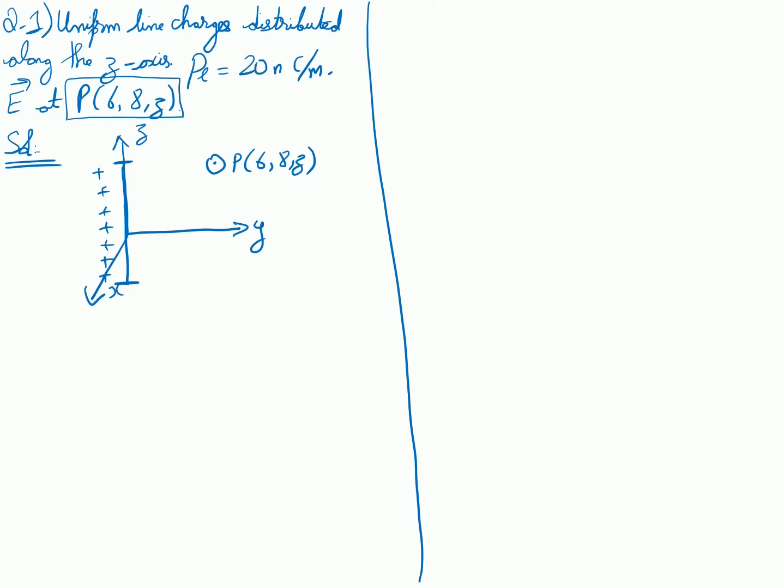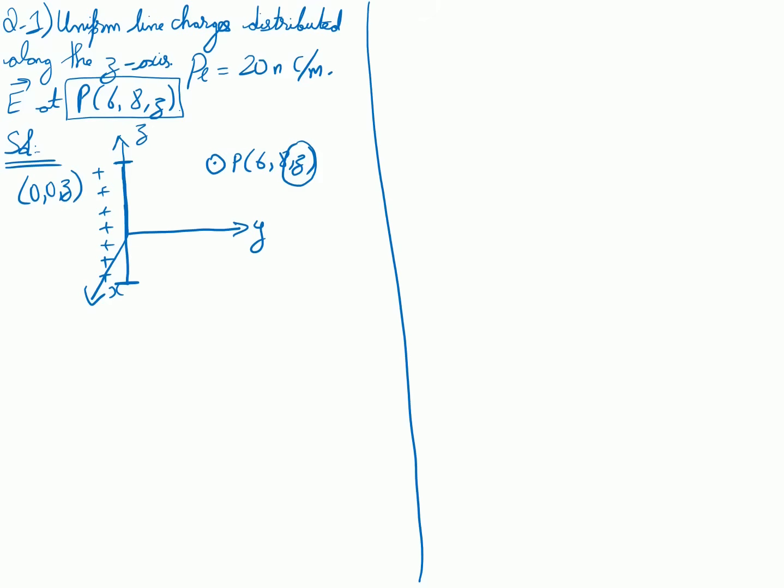Now we need to know the location of the charges or the line. Since it is along the z-axis, and the z-axis value over here is z, it will be 0 for the x-axis, 0 for the y-axis, and the value of z will be z, because later on in finding it, it is going to cancel out.